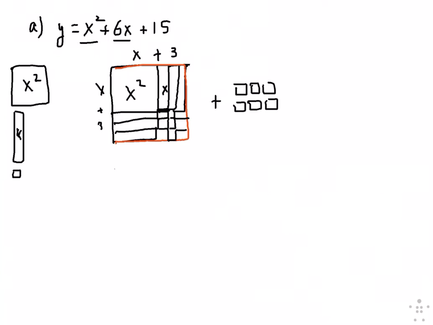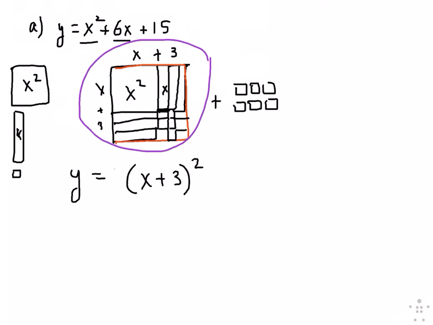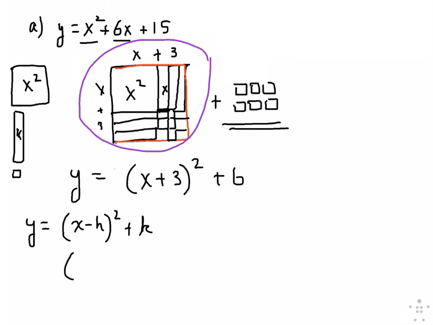So written in vertex form, I now have y equals, first I take this whole thing, the x plus 3 squared, right? And then I have this over here, plus 6, which is in vertex form. Vertex form can be written different ways sometimes, but most likely it's written as x minus h squared plus k, and the vertex is at h comma k, right? So if I wrote it as x minus h, it would be x minus negative 3. So h is negative 3, and then plus k, which is 6. So negative 3, 6 is the vertex.